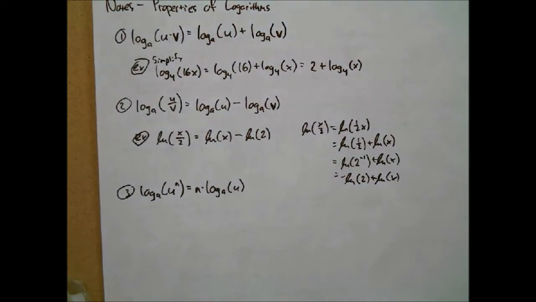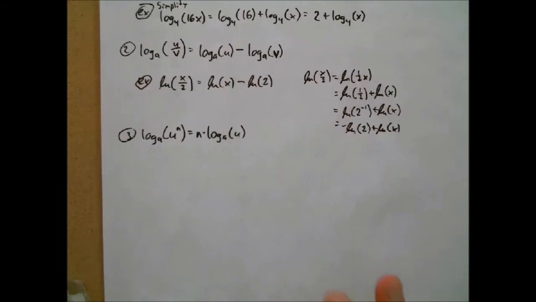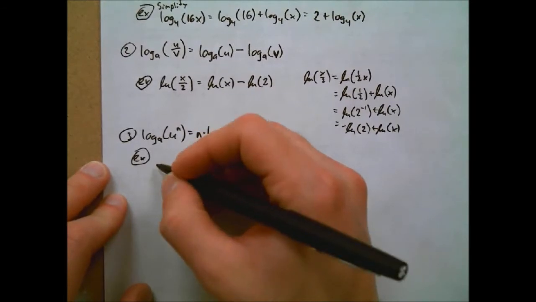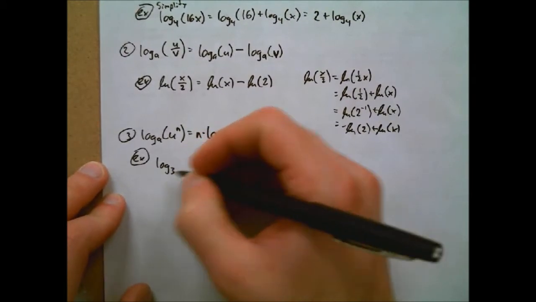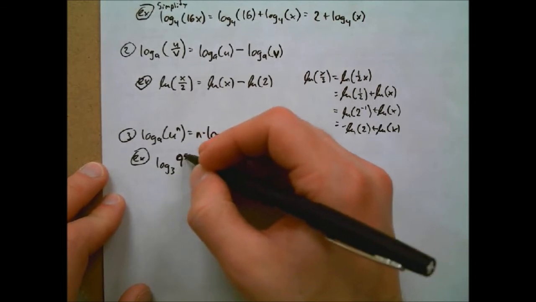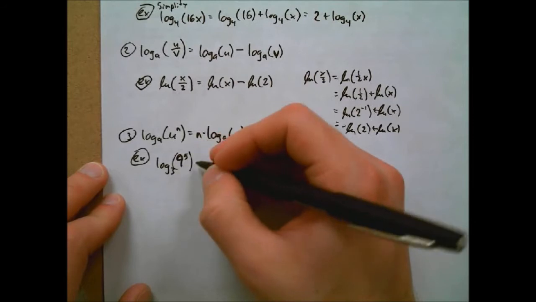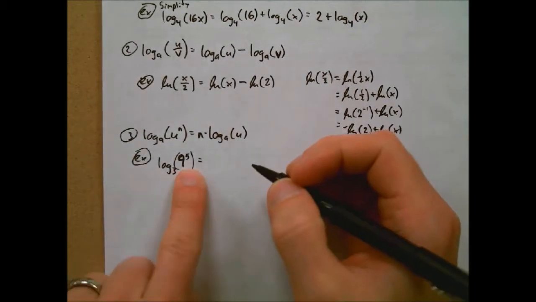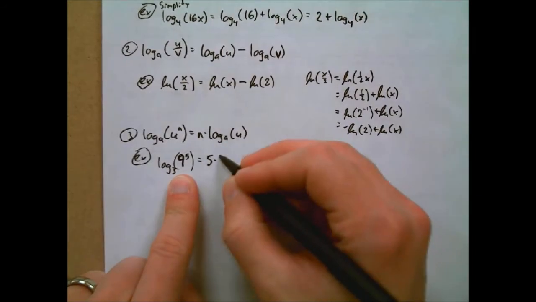All right, so let's do another one, a little exemplar. How about log base 3 of 9 to the 5th? Okay, log base 3 of 9 to the 5th. By the way, it doesn't matter what the base of the logarithm is. Whatever your base is, if you have something inside your logarithm that's raised to a power, that power can come out front. So in other words, here, instead of log base 3 of 9 to the 5th, I could write 5 times log base 3 of 9.